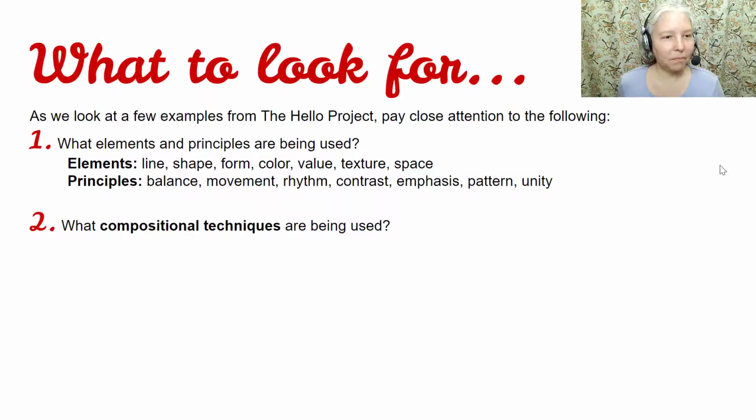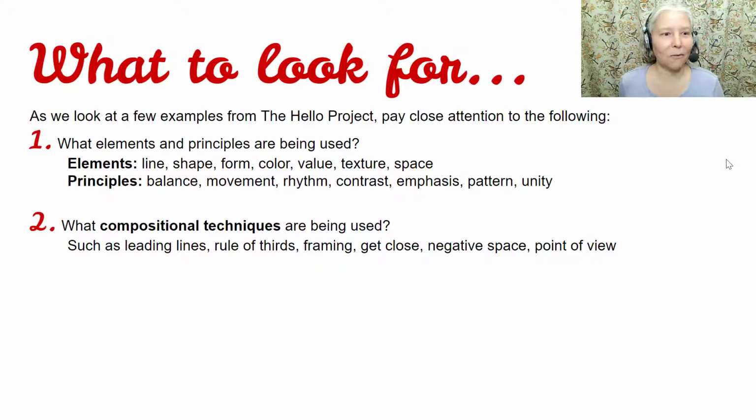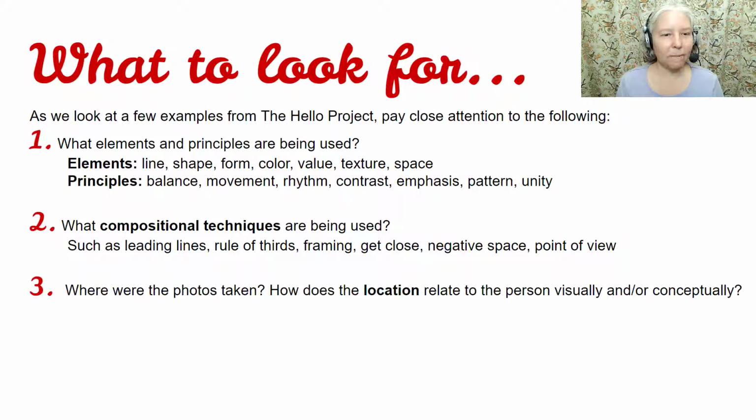Number two, what compositional techniques are being used? Again, we learned a lot of those last year. For example, leading lines, rule of thirds, framing, get close, negative space, and point of view. And there are others. And last, number three, where were the photos taken? How does the location relate to the person visually and or conceptually? Does it relate or doesn't it relate?